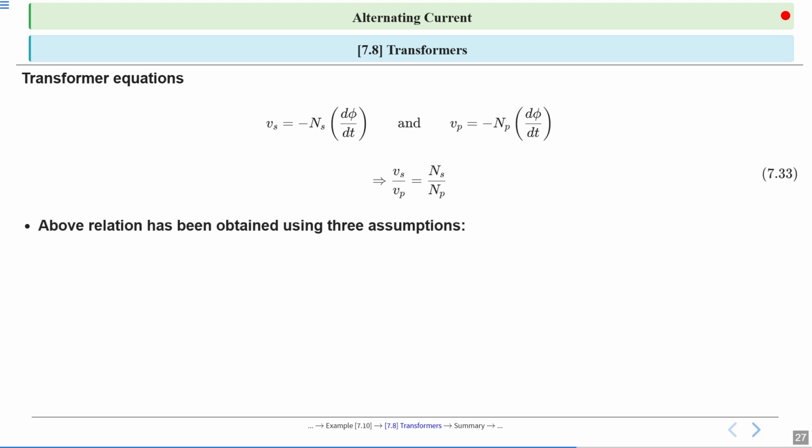The above relation has been obtained using three assumptions. So what assumptions have we taken? We have taken that the resistance and current in the primary coil are small. Why have we taken this? Due to which the voltage drop across the primary coil due to the resistance in the winding will be negligible, so that we can assume that the EMF induced will be equal to the voltage across the primary coil.